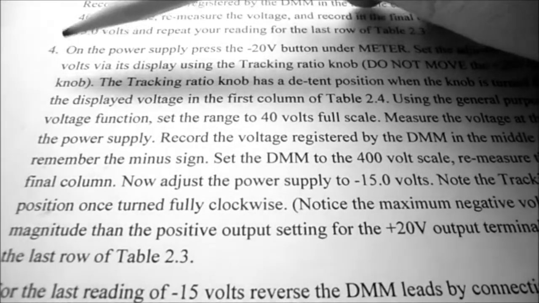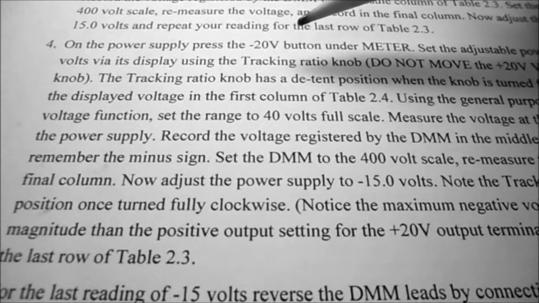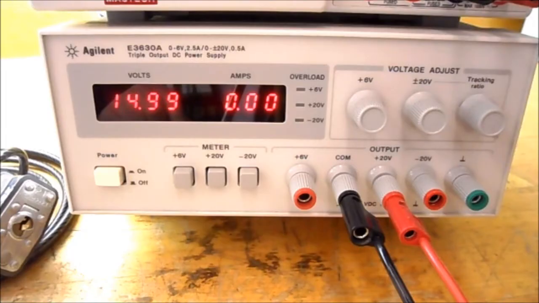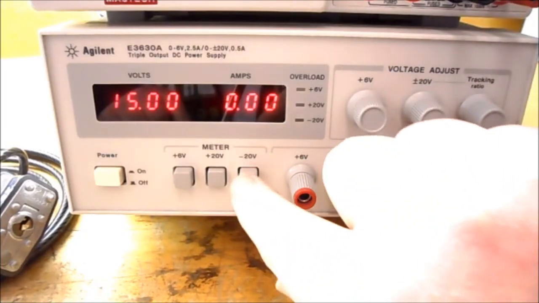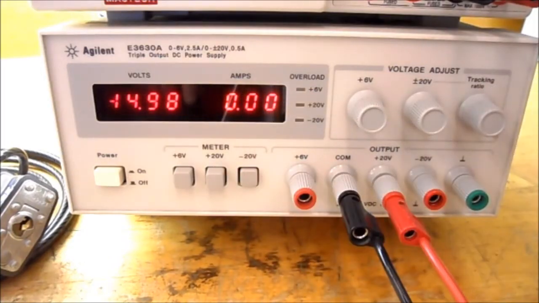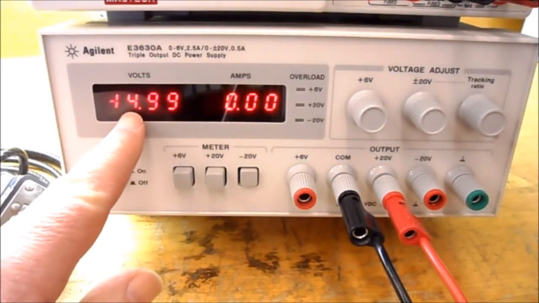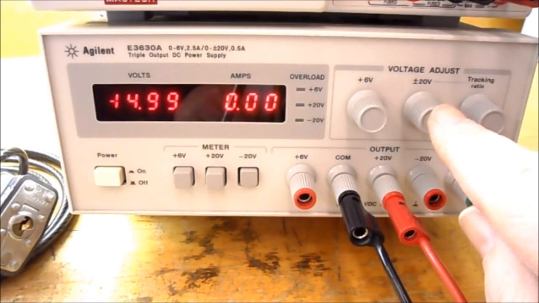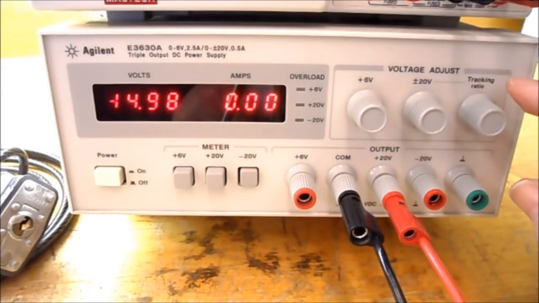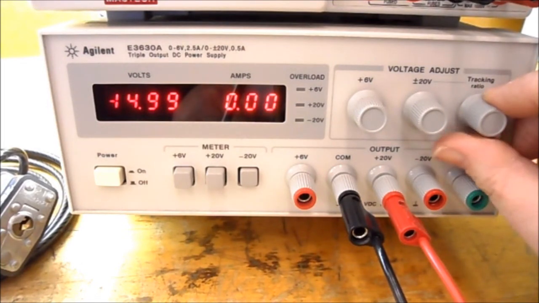On procedure 4, we're now going to be looking at the minus 20 volt terminal. So, on part 4 of the procedure, we're going to press in the minus 20 volt button under meter. And you'll notice we're getting a negative reading already. Do not move your plus 20 volt adjustment knob. We're going to be adjusting the negative voltage with the tracking ratio knob. Right now it is in the fixed or detent position. When you rotate it counterclockwise, it should click.